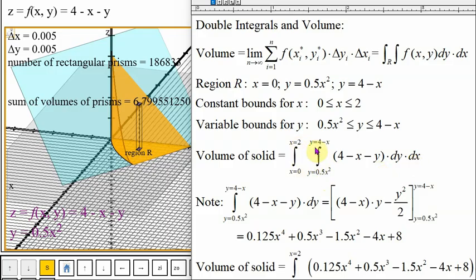And then we can evaluate the inside integral first. Here we're integrating with respect to y. And so 4 minus x will be constant, and so it'll be the constant 4 minus x times y. And then here we have minus y, and so the integral will be minus y squared over 2. And then evaluating from y equal to 0.5 x squared to y equal to 4 minus x. And then we end up with this.